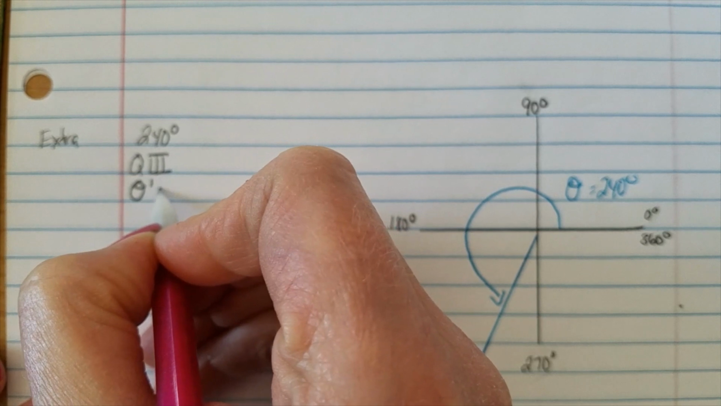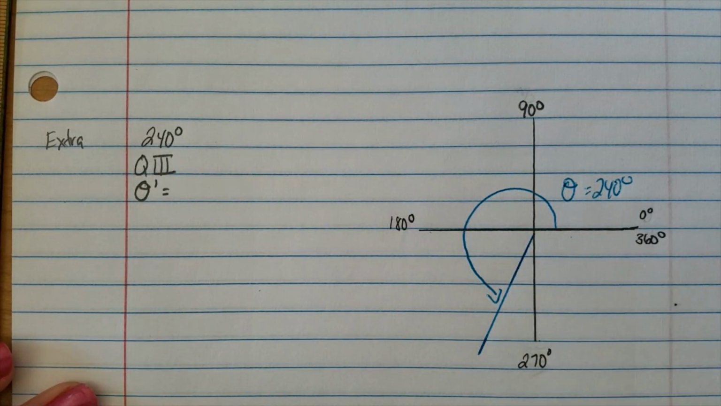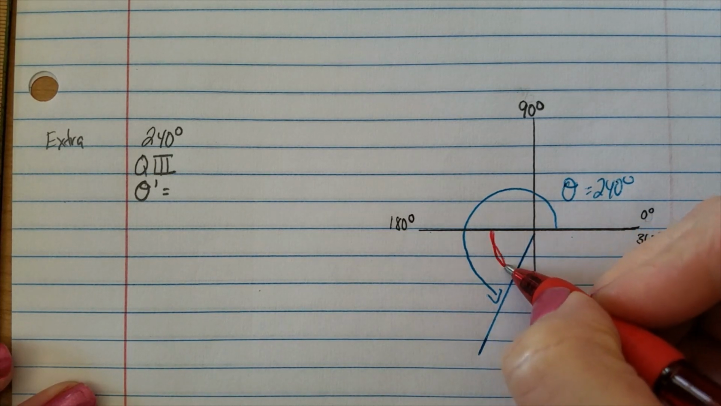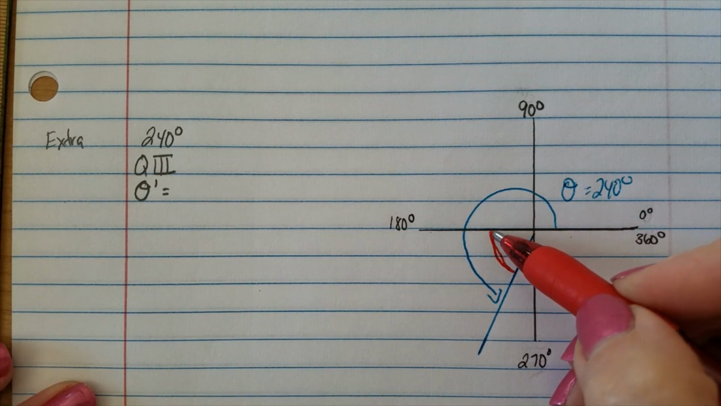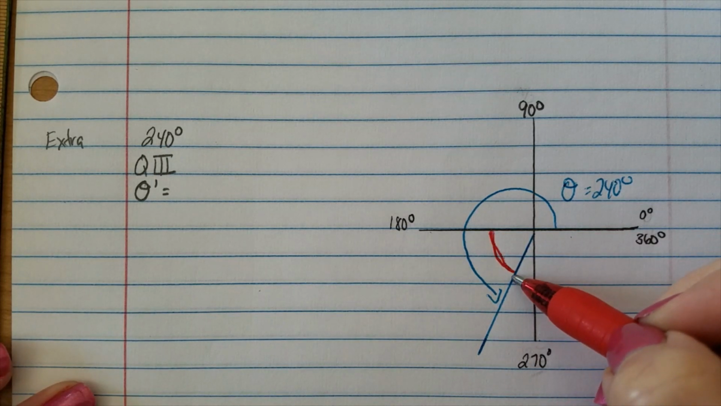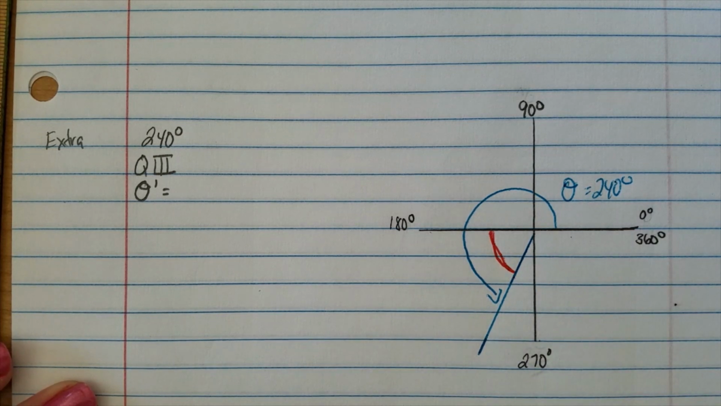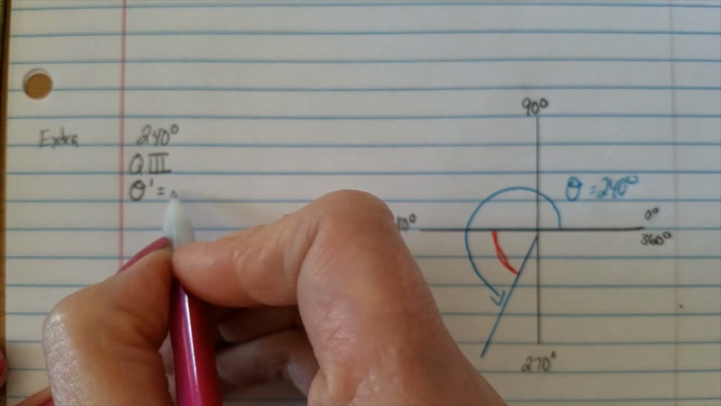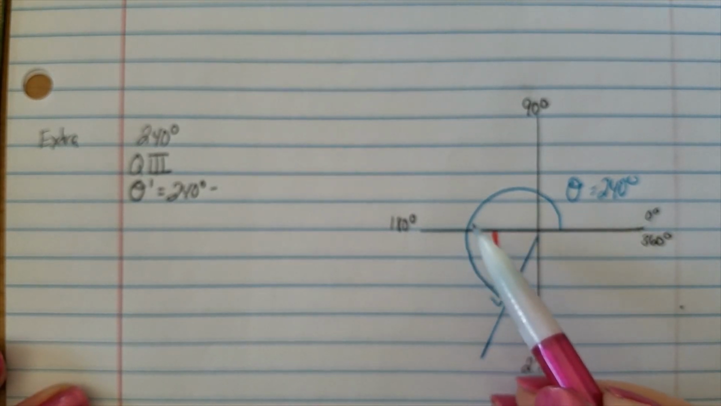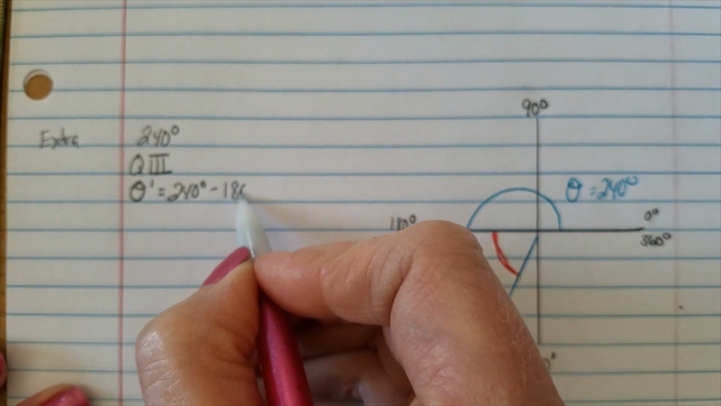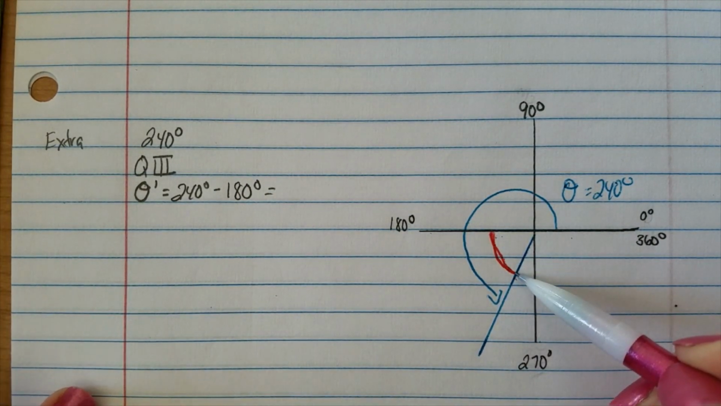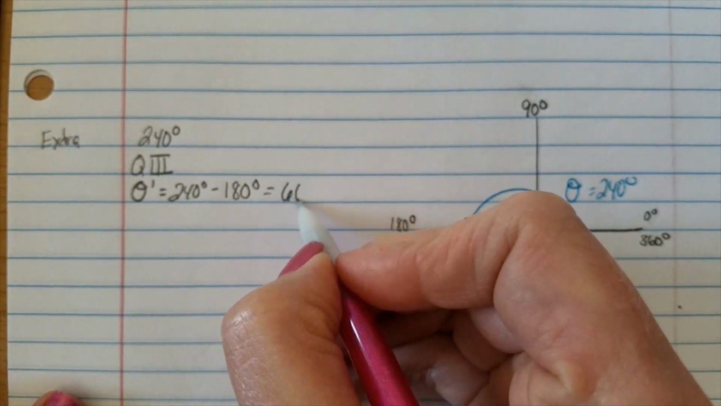Now, if I want to find my reference angle, reference angles again are always taken off the x-axis. So it's this measurement right in here. So how much past 180 did I have to go to get to 240? Well, if I just take 240 degrees and subtract this 180 from it, that is going to give me this measurement here, which is 60 degrees.